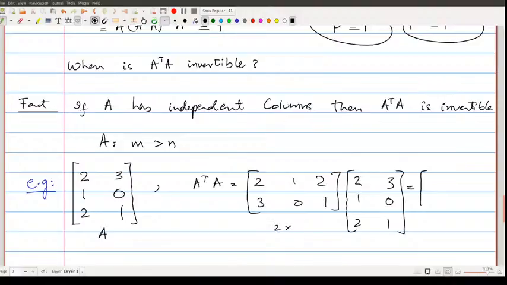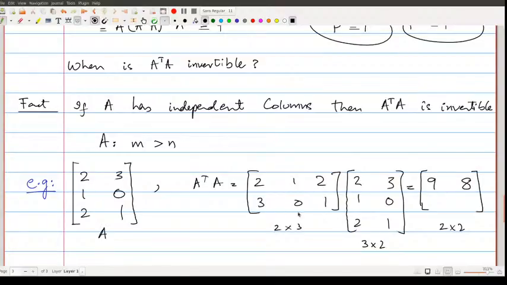So this is a 2 by 3 matrix. This is a 3 by 2 matrix. And so the result is going to be a 2 by 2 matrix. And so let's figure out these entries. So first entry is what? 4, 1, and 4. So that's 9. Second entry is 6, 0, 2, 6 plus 2, 8.